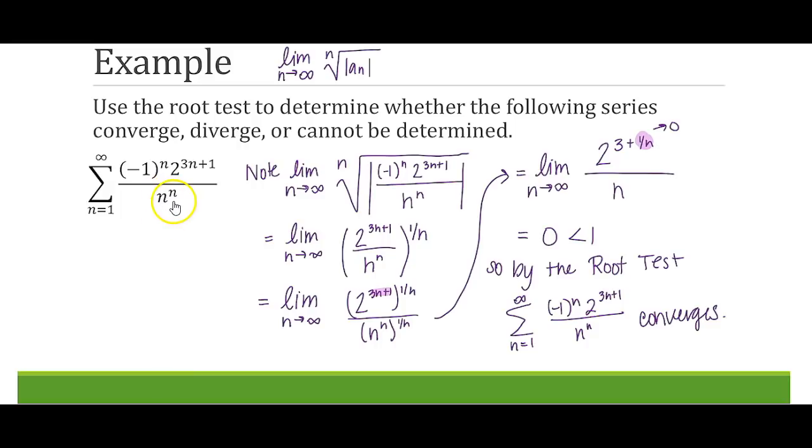Now the last thing I want to mention is how would we know to use the root test on this type of problem or this type of series? When I see n raised to the power of n here, that's a pretty good indicator that I'm going to need to use the nth root test, because that's going to eliminate the n power, because we're going to turn the nth root into that 1 over n, which will eliminate that n in the exponent.